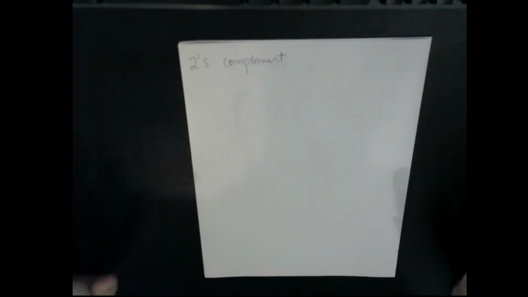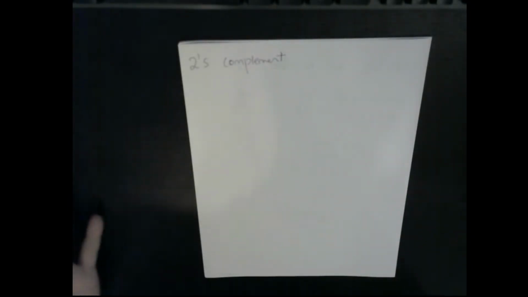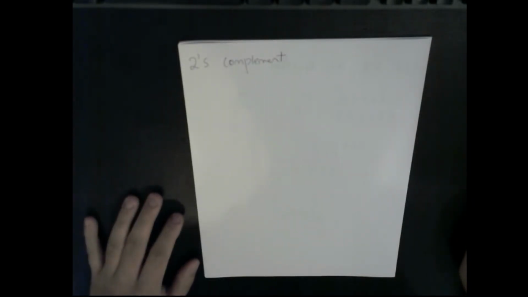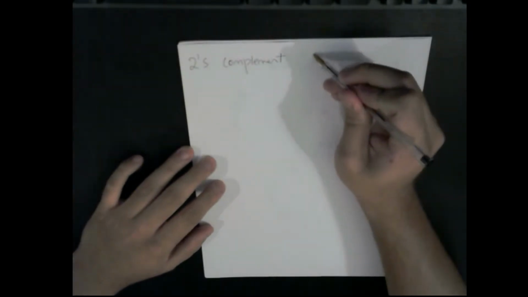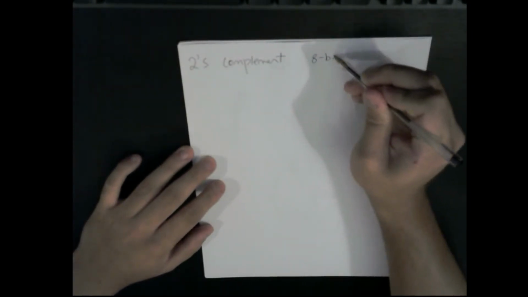Now what I just did, I was working purely with unsigned numbers. But as you know, I want to have negative numbers in my number system. So that's why we have 2's complement. So right now I'm going to be working exclusively with an 8-bit number system. So every number that I write down, I'm going to represent with 8 bits, no more, no less.